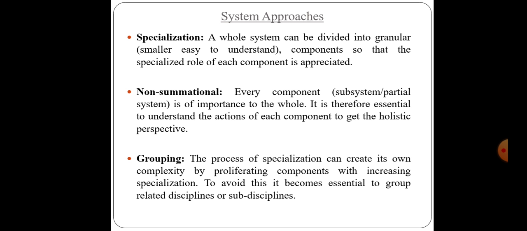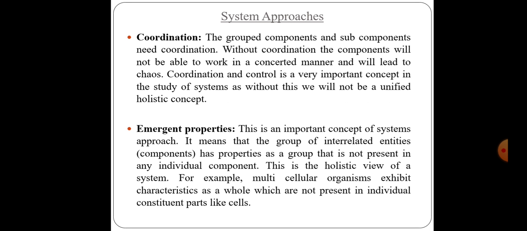Then comes grouping. The process of specialization can create its own complexity by proliferating components with increasing specialization. So generally, to avoid this, it becomes essential to group the related disciplines or the subdisciplines. Next comes coordination among the system. The group of components or the subcomponents require coordination in order to work for a particular goal, and without coordination the components will not be able to work in a concerted manner and might lead to chaos. So coordination and control is a very important concept in the study of systems.